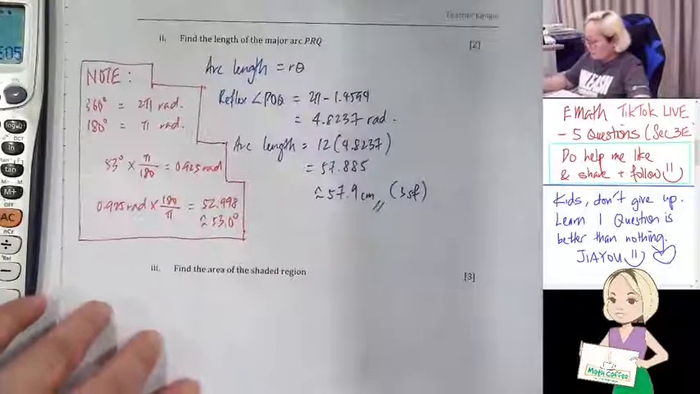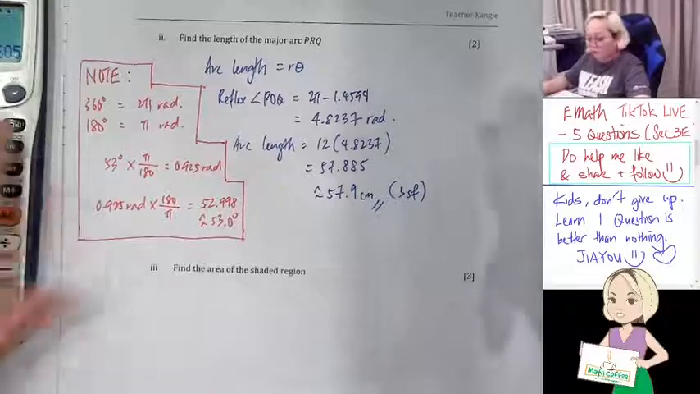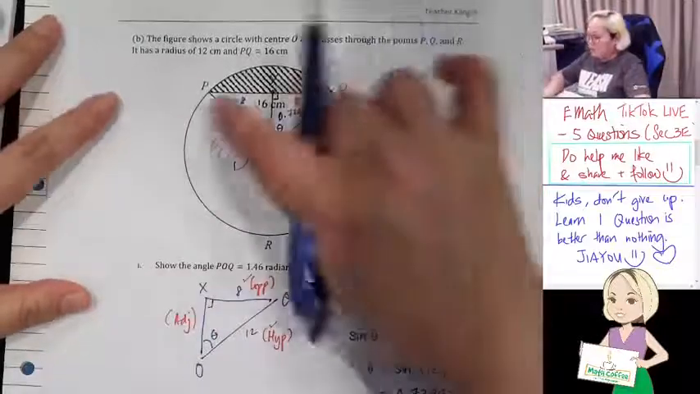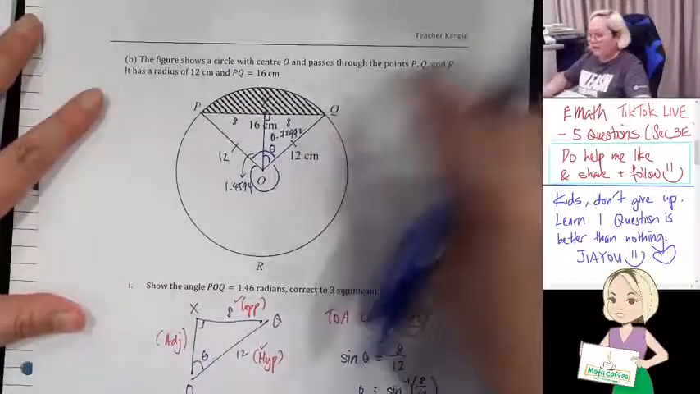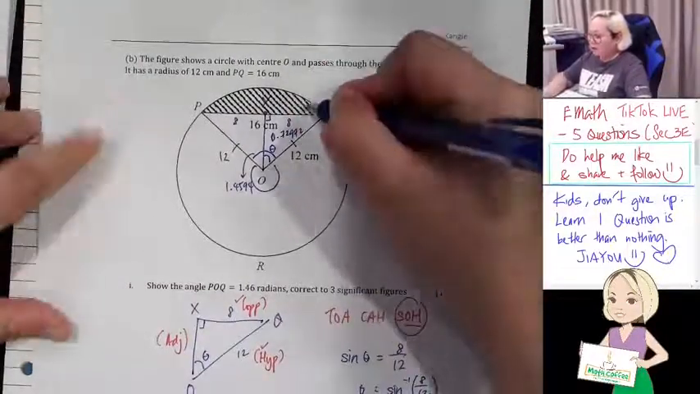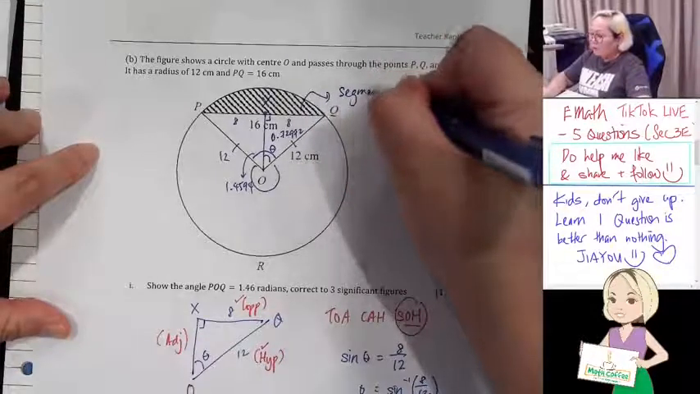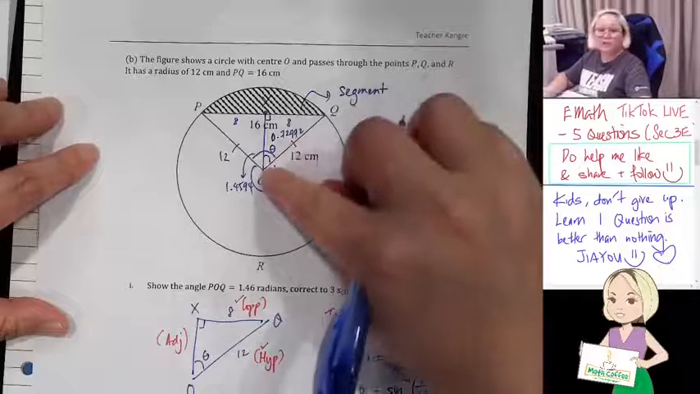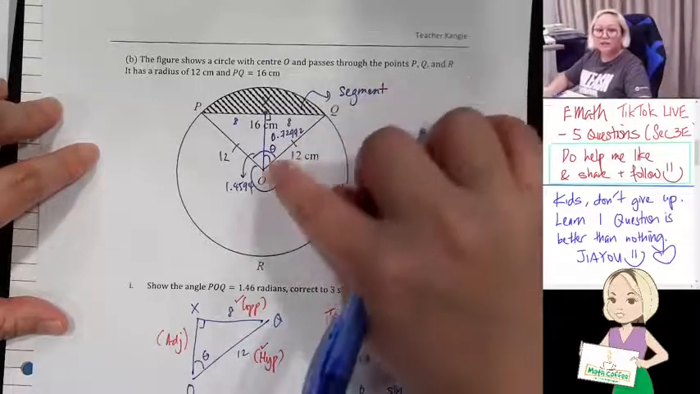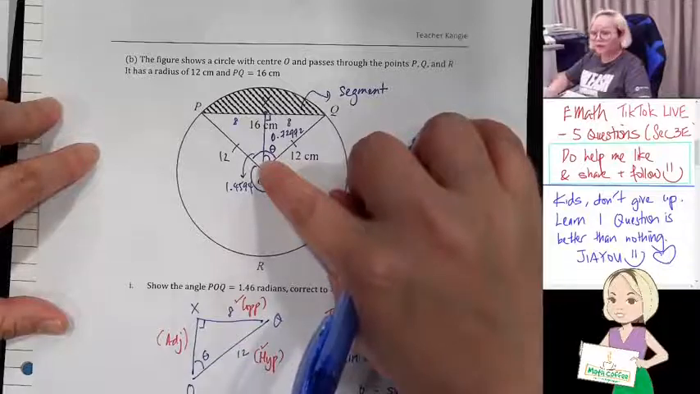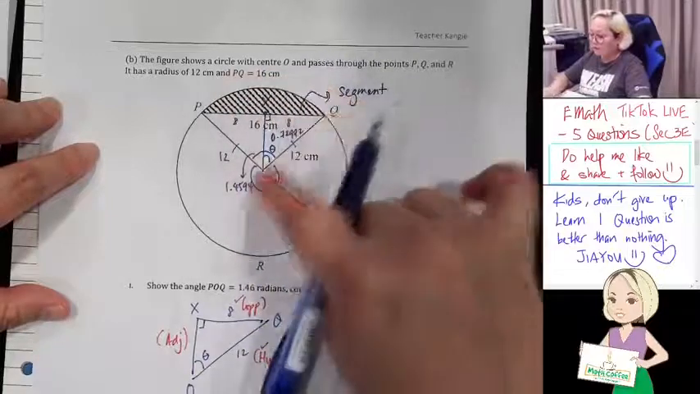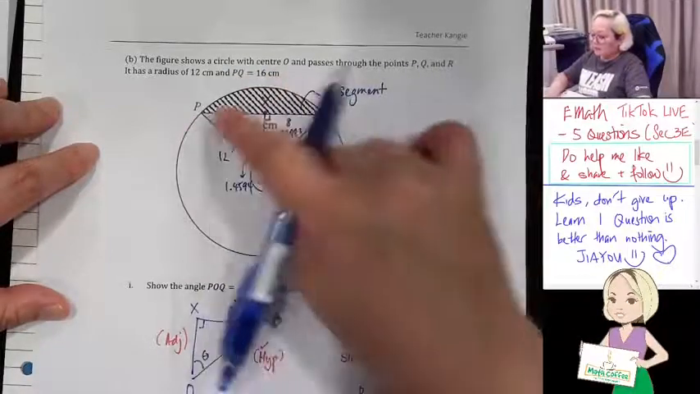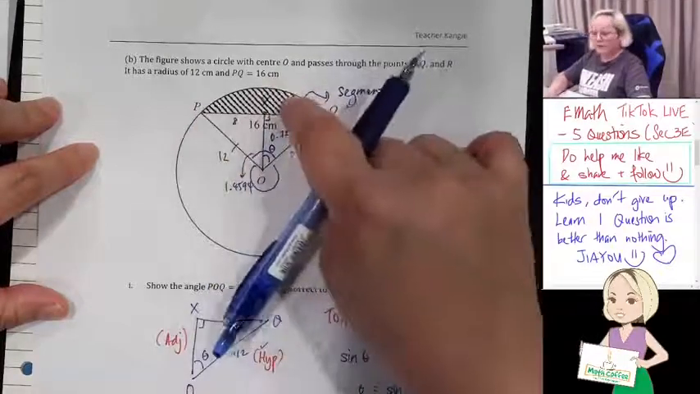Okay. Next, find the area of the shaded region. Let's look back at the figure. So I want to find the shaded region. We can see that it will be a funny shape. This shaded region is called a segment. When it is not part of a circle whereby it touches the center, it is called a segment. If it touches the center, it means it's a sector area. So this is a segment. To find the segment, I have to take the area of this sector minus the area of the triangle.